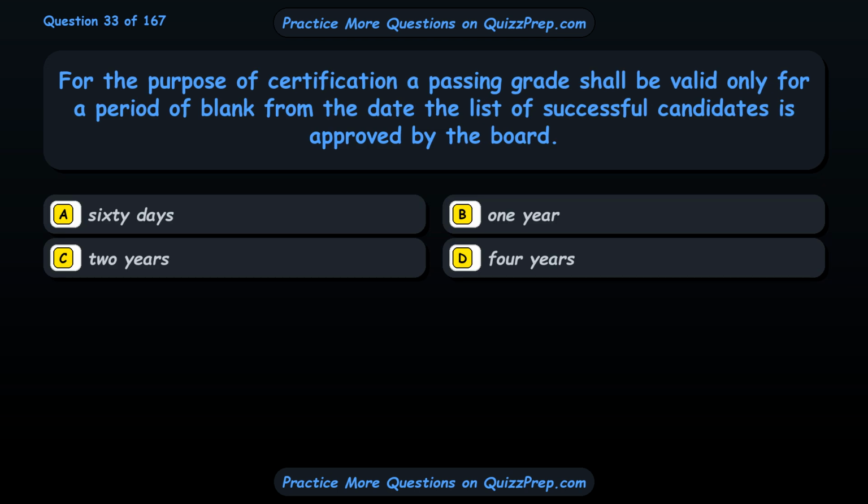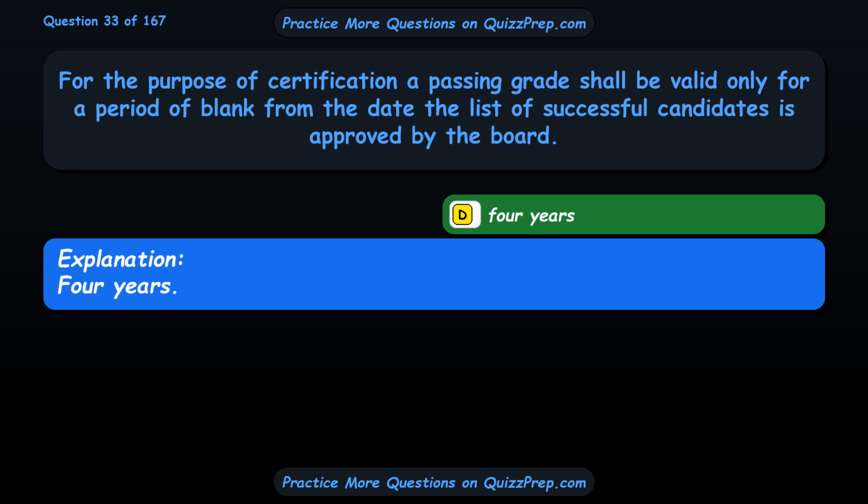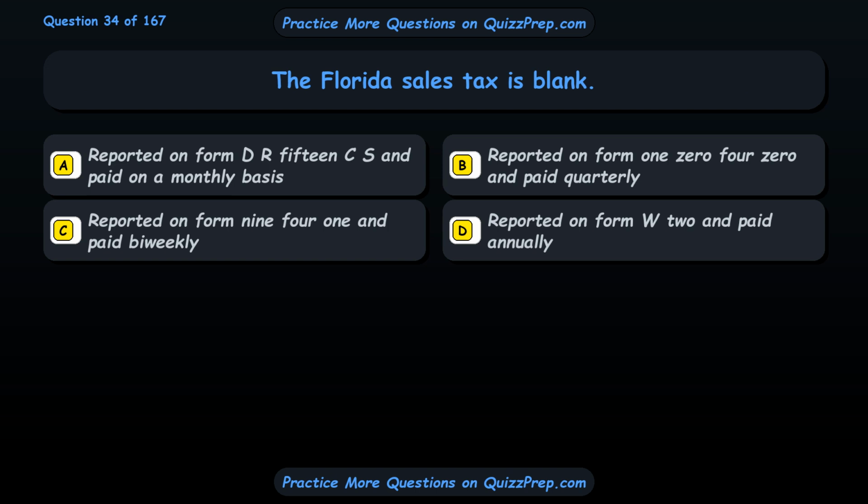Question 33. For the purpose of certification, a passing grade shall be valid only for a period of blank from the date the list of successful candidates is approved by the board. Option A, 60 days. Option B, 1 year. Option C, 2 years. Option D, 4 years. The correct answer is option D, 4 years.